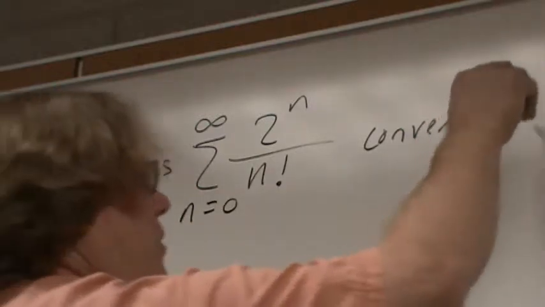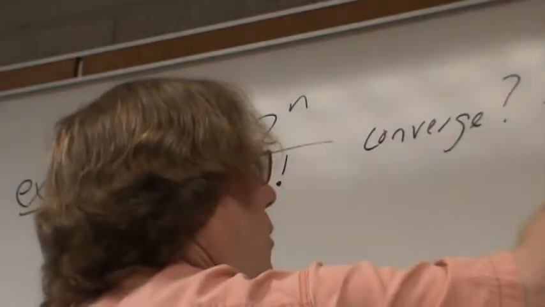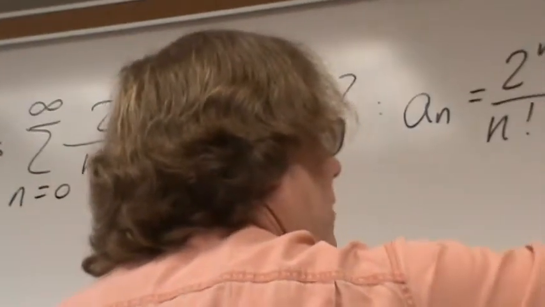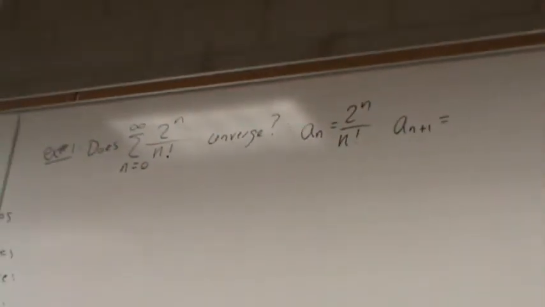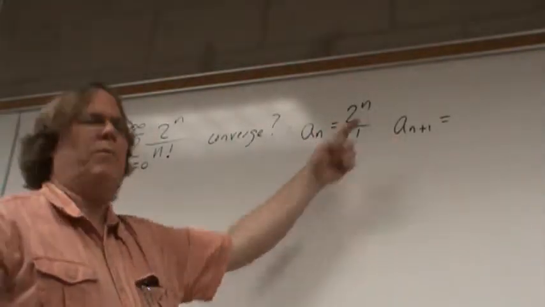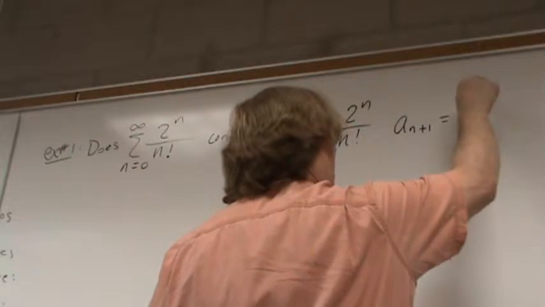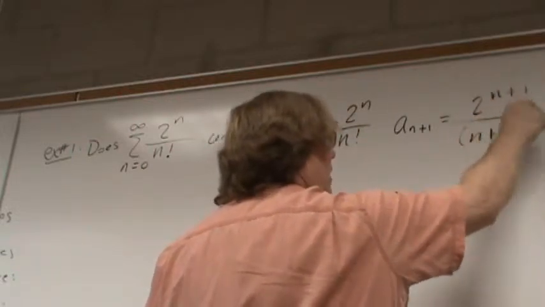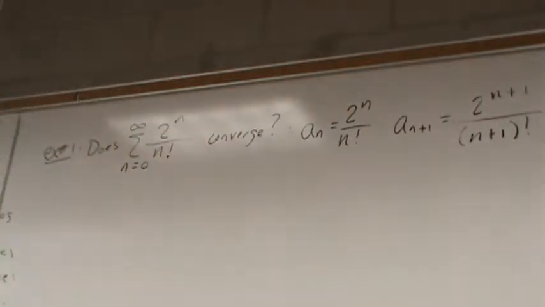In order to do the ratio test, all you have to do is know what your A sub n and A sub n plus 1 are. That is, whatever your nth term is, you've got to get the next term. And all you have to do to get A sub n plus 1 is just put n plus 1 in for every n. So I got 2 to the n plus 1 over n plus 1 factorial. You see that? It's that easy. The n plus 1th term, just stick n plus 1 in for every n.